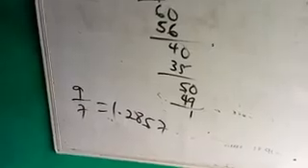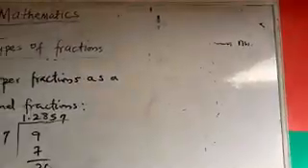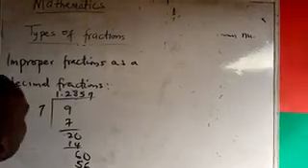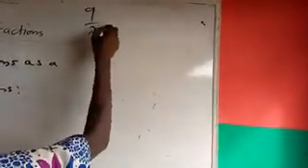Okay, let us see now. Let us see this other one there. I think we have another one. The other one there is 9 over 7. Let us see how we can change 9 over 7.